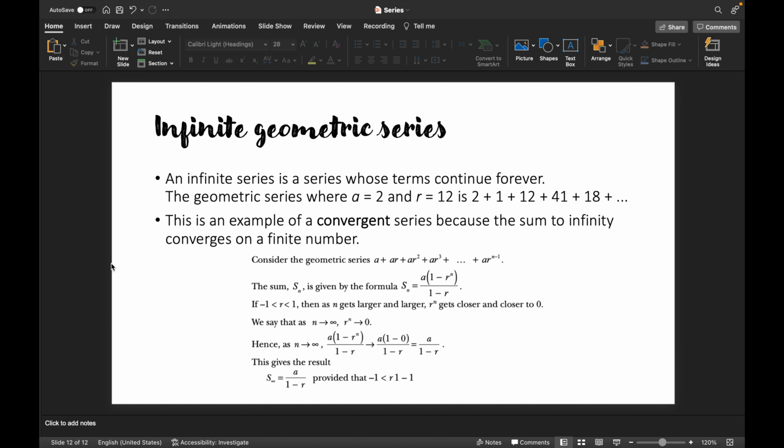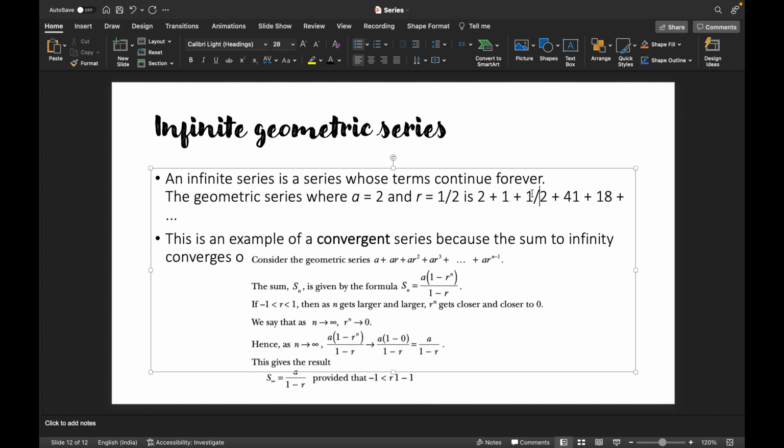An infinite series is a series whose terms continue forever. So consider the geometric series where a equals 2 and r equals 1/2. So this is the series. It will continue on, and the numbers become so small at some point that they do not even matter that much.